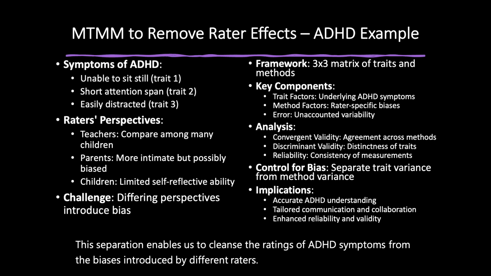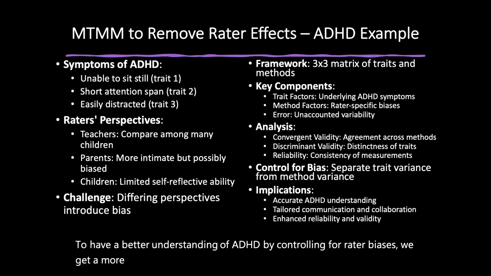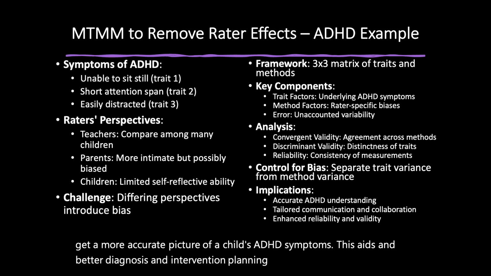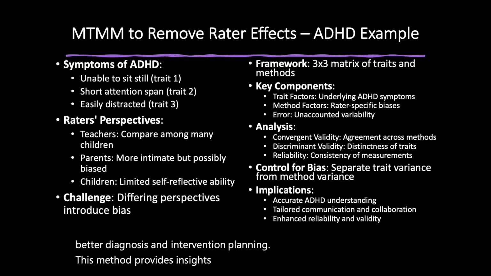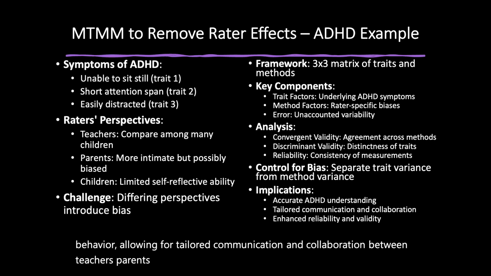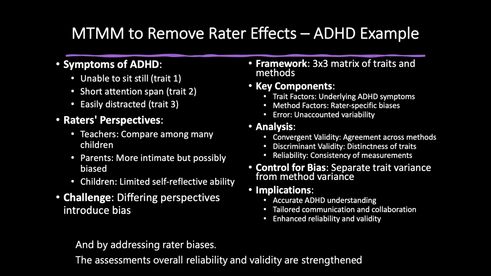To have a better understanding of ADHD, by controlling for rater biases, we get a more accurate picture of a child's ADHD symptoms. This aids in better diagnosis and intervention planning. This method provides insights into how different raters perceive the same behavior, allowing for tailored communication and collaboration between teachers, parents, and clinicians. And by addressing rater biases, the assessment's overall reliability and validity are strengthened, leading to more trustworthy conclusions.